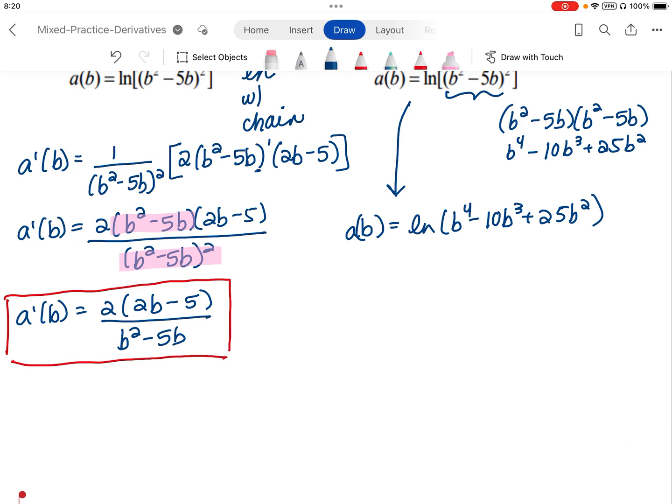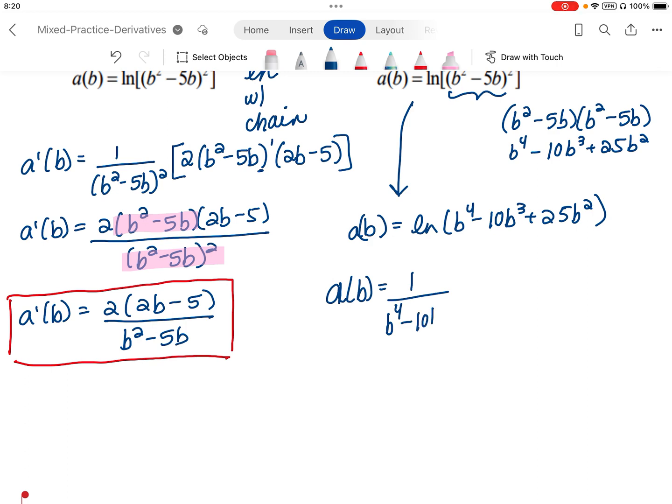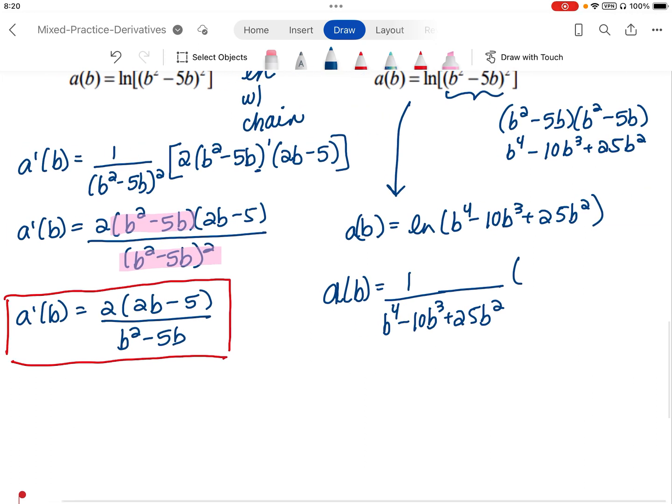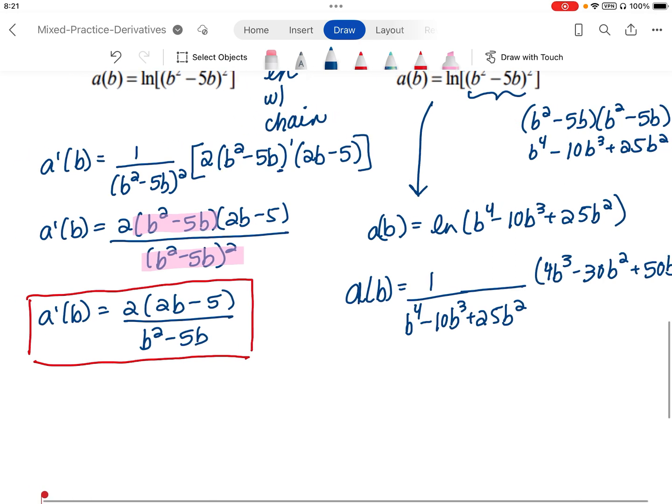And then what you would have is a situation where you have some layers to this. You're going to first think about your outside function as that natural log, and it would be 1 over what you have inside of that natural log, like that. And then you would need to multiply by the derivative of this b to the fourth minus 10b cubed plus 25b squared. Okay, so then you could clean this up a little bit.